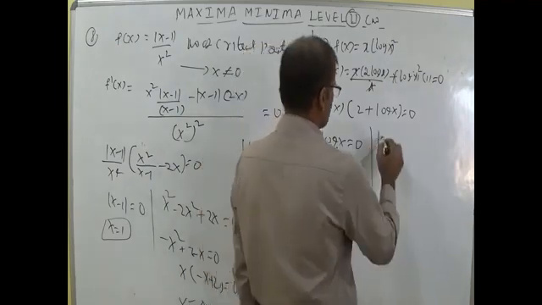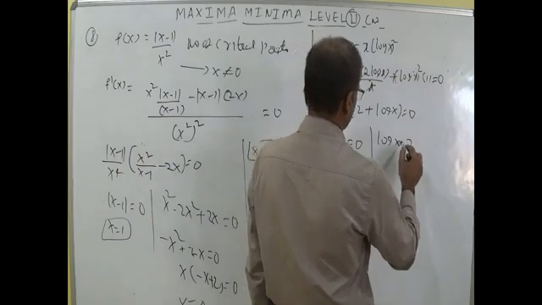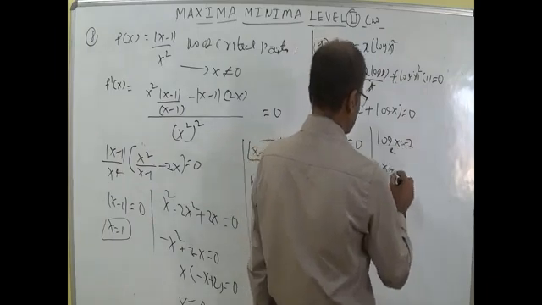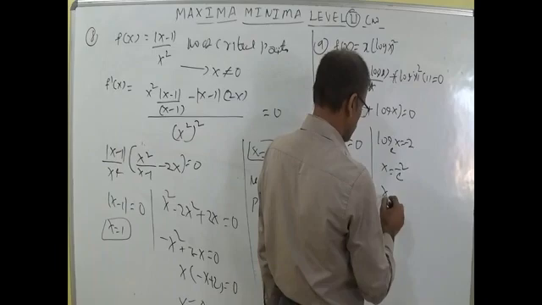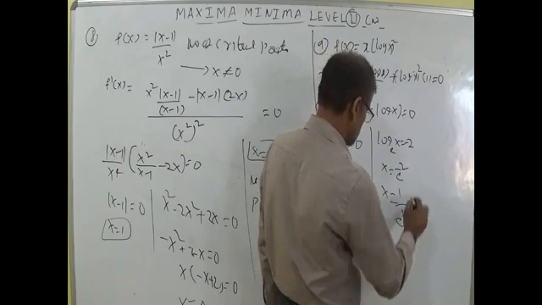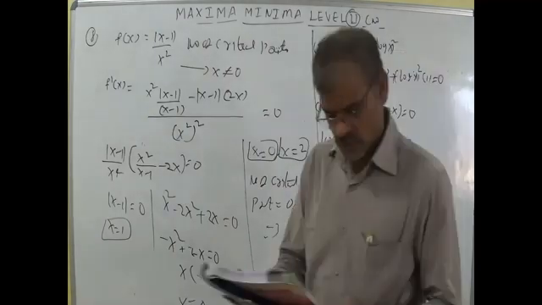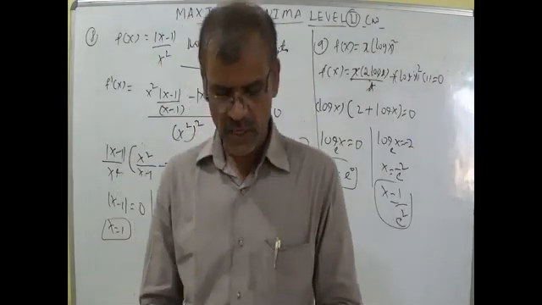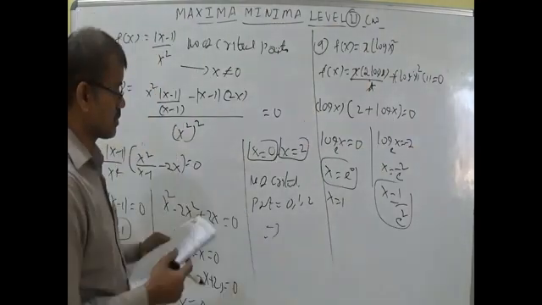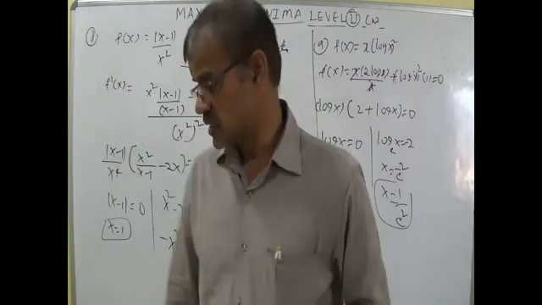Next, you write log x = -2. Putting the base here, x = e⁻². You can write x = 1/e². So 1, e⁻², the second option is there, students. The second option is given. Now let us discuss the 10th question.